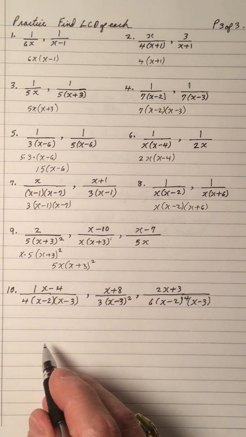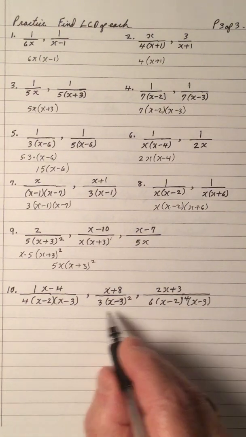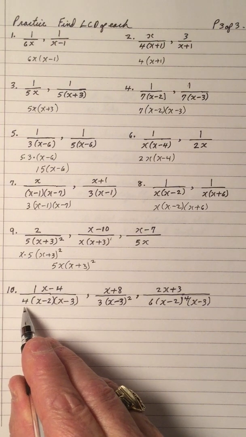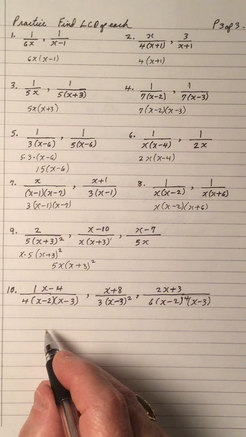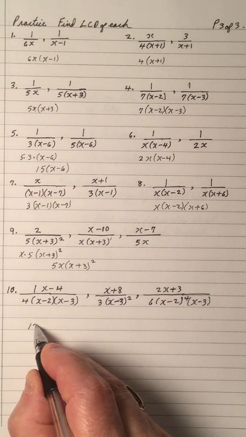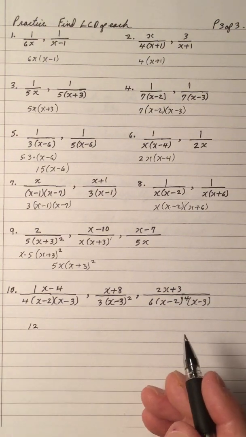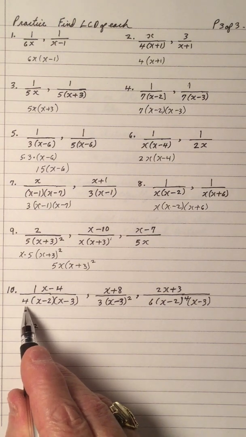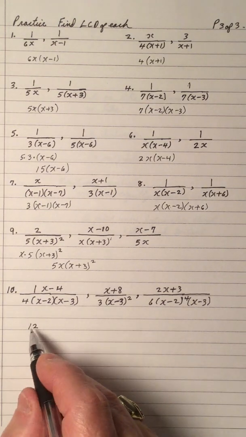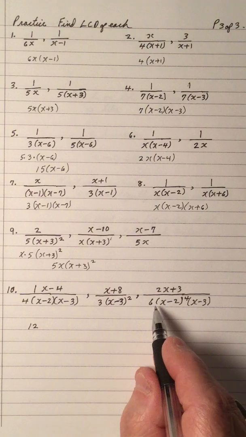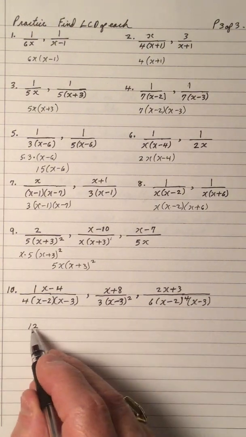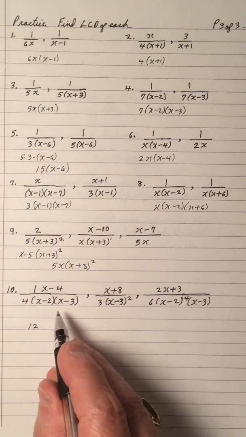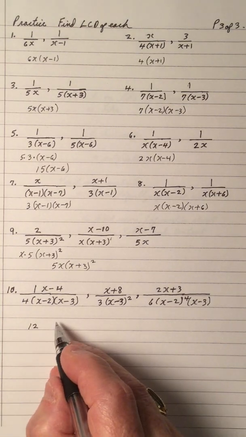And number 10, let's look at the numbers. Numbers are easy to deal with. 4, 3, and 6. An LCD for 4, 3, and 6. Well, if you know what it is, write it down. An LCD for 4, 3, and 6 is 12. 12 is a multiple of 4, 3, and 6. In other words, 4 is in 12, 3 is in 12, 6 is in 12. Remember, least common denominator is like the least common multiple.